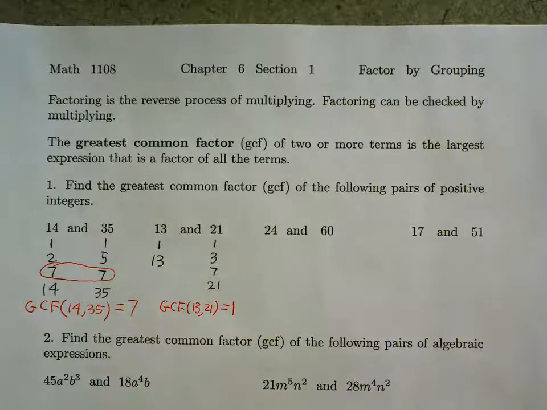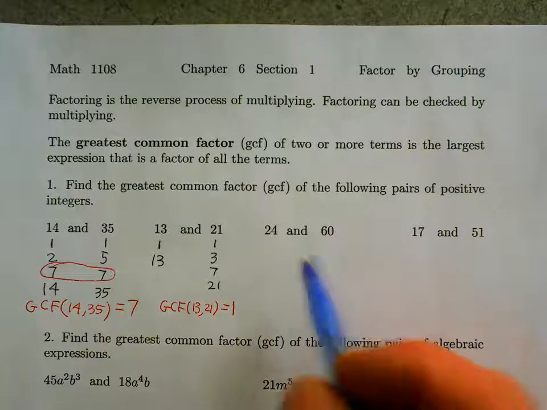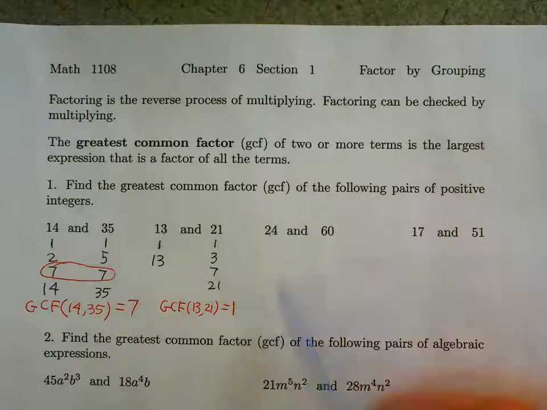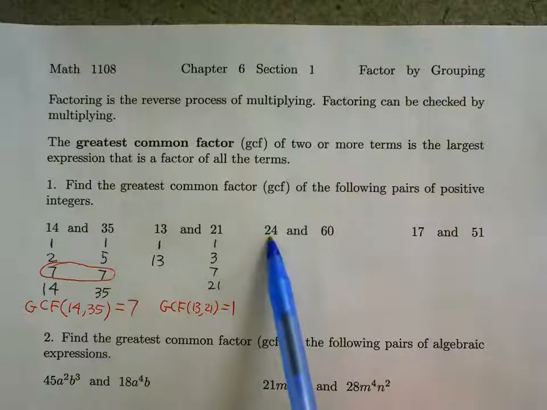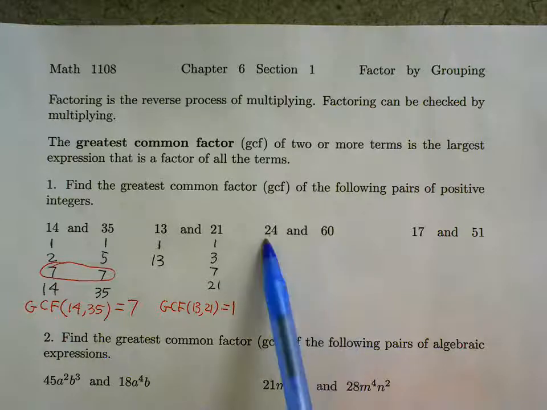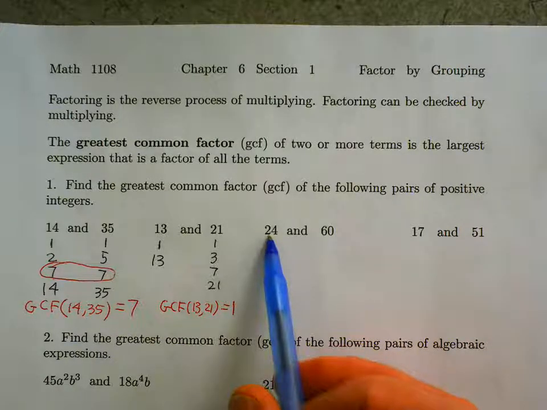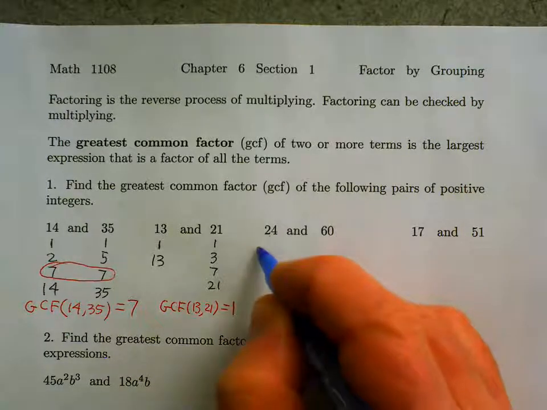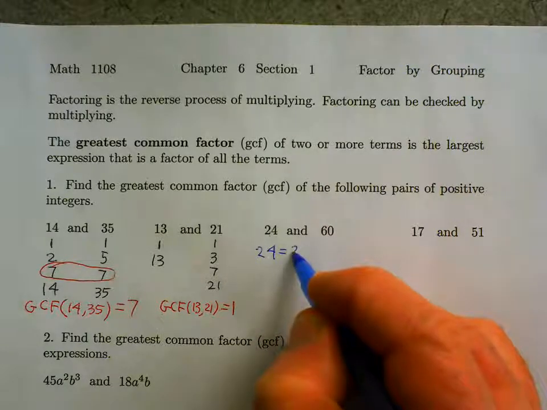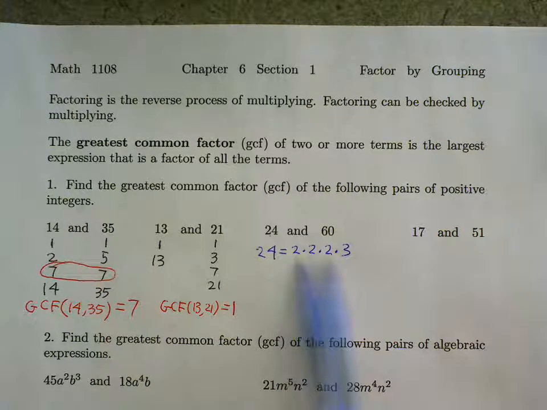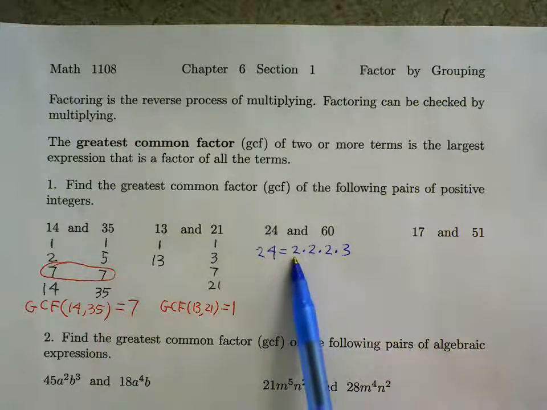Well, another technique for finding the greatest common factor, if you can find the prime factorizations of the integers, then you can identify the greatest common factor by looking at the prime factorizations. So every positive integer greater than 1 has a unique prime factorization. So the prime factorization of 24 is 2 times 2 times 2 times 3. Right, 8 times 3 is 24. This is called the prime factorization.